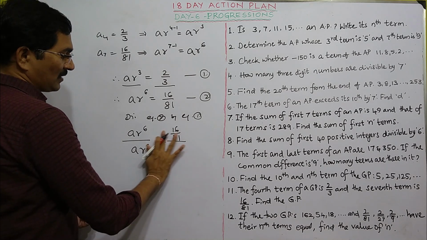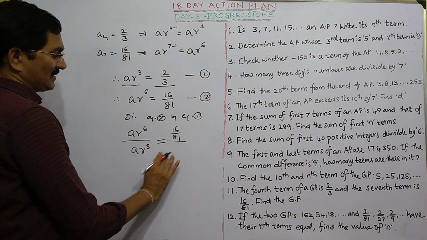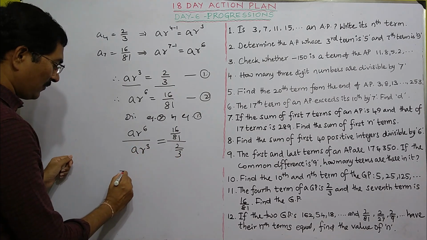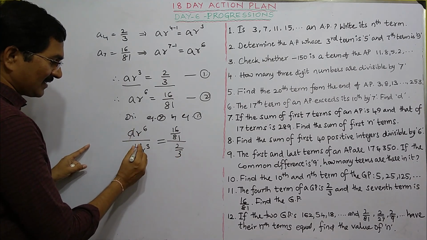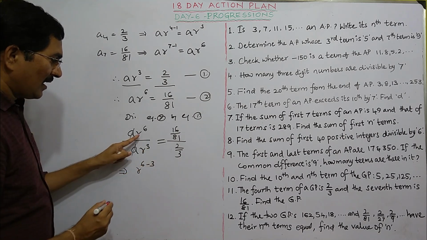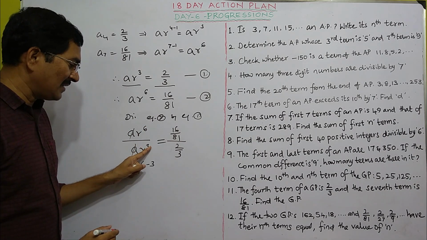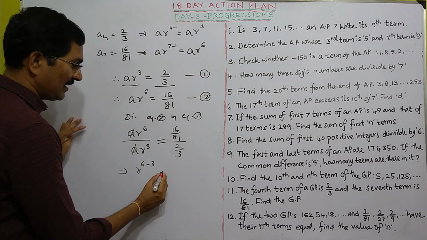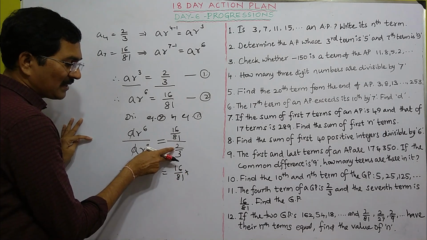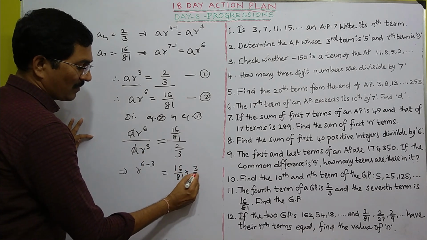So we need not put this one here separately. So this will be like this, 2 by 3. Now what happens if you simplify? a gets cancelled. So this becomes r to the power of 6 minus 3. Why? a to the power of m by a to the power of n is equal to a to the power of m minus n. This becomes 16 by 81 as it is, and this will become its reciprocal, 3 by 2.